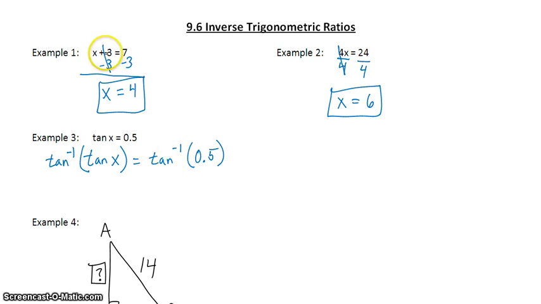Now, much like plus 3 minus 3 are inverses, and 4 times divided by 4 are inverses, tangent inverse and tangent are inverses, and they end up canceling each other out. I'm left with just x. Drop the equal sign down. Tangent inverse of 0.5. So how do I figure out tangent inverse of 0.5?